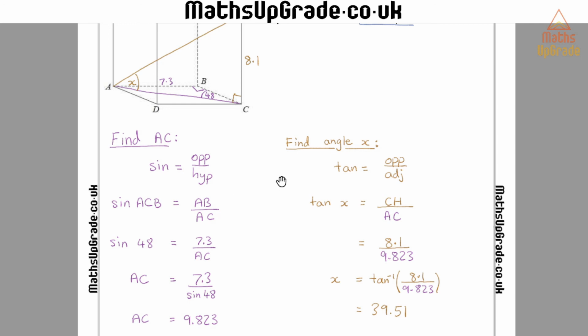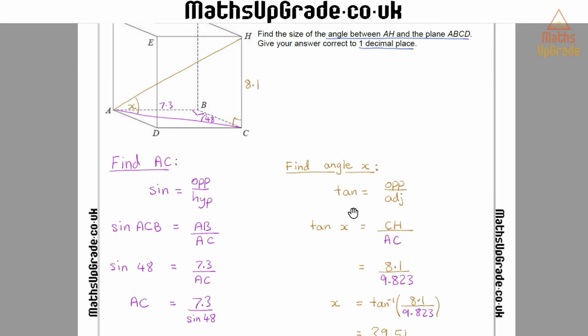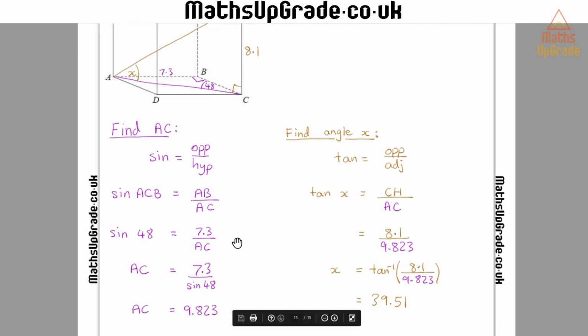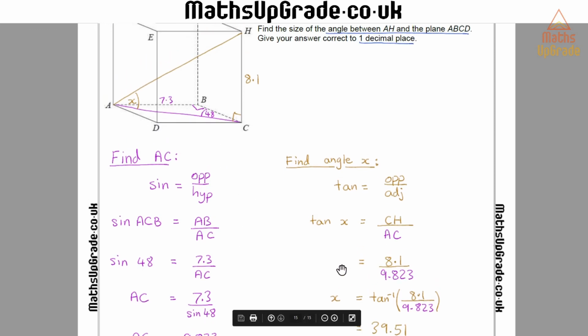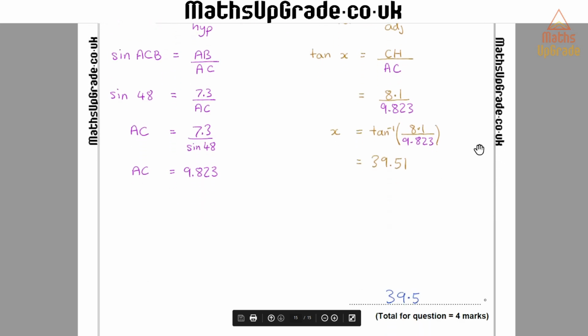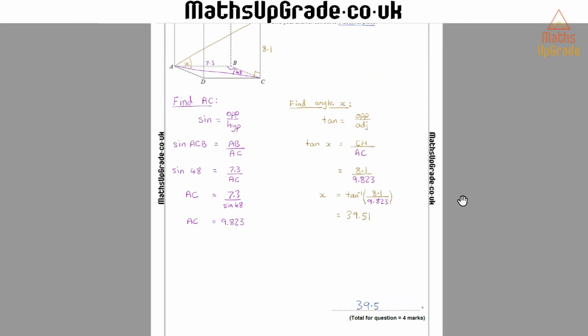Next, to find the size of angle X. Well, angle X is related to CH and AC through the tan ratio. So CH, you can see here, is opposite to this angle and AC is adjacent to the angle. And I found the length of AC just a minute ago. So substituting those values in and then pressing shift and tan on my calculator, I get 39.5 to 1 decimal place. So that would be my answer for 4 marks.